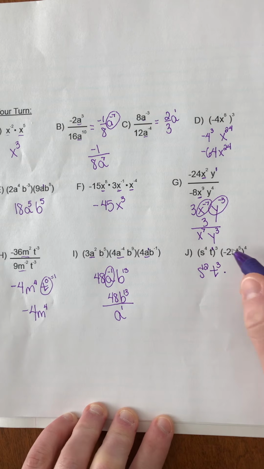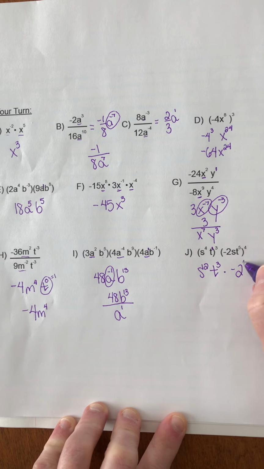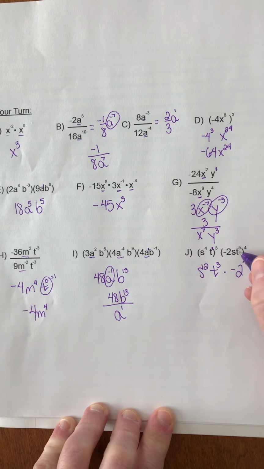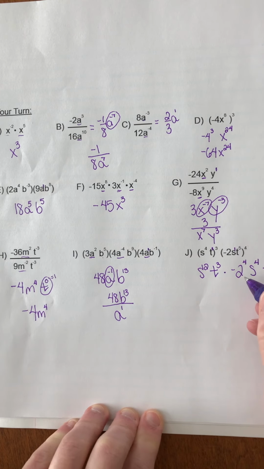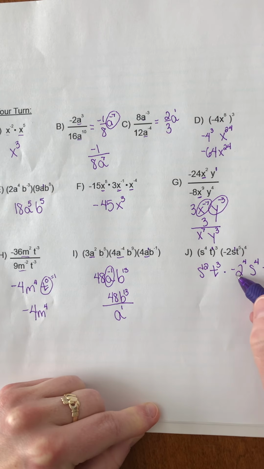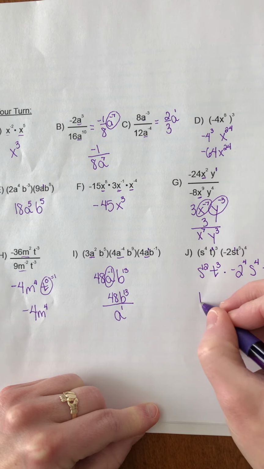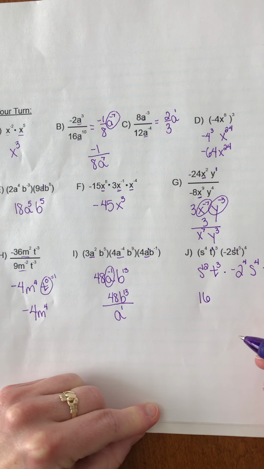And then times, since parentheses just means times, we're going to do negative 2 to the 4th. And then s, this has a 1 with it, s to the 4th, t to the 20th, because we're multiplying. All right, so I'm going to deal with the number part first, because my coefficient always goes out in front. So negative 2 to the 4th. So that's negative 2 times negative 2 times negative 2 times negative 2. So that is positive 16.